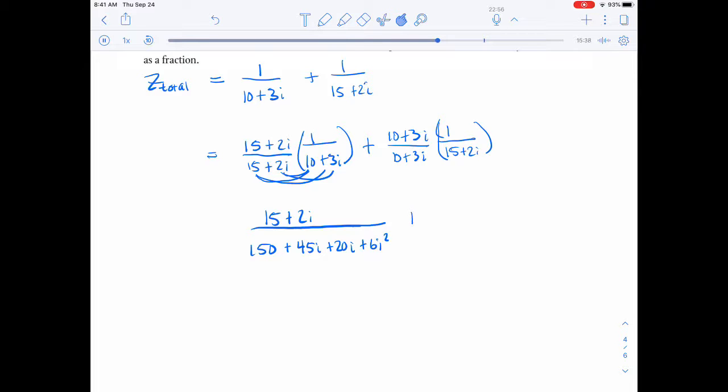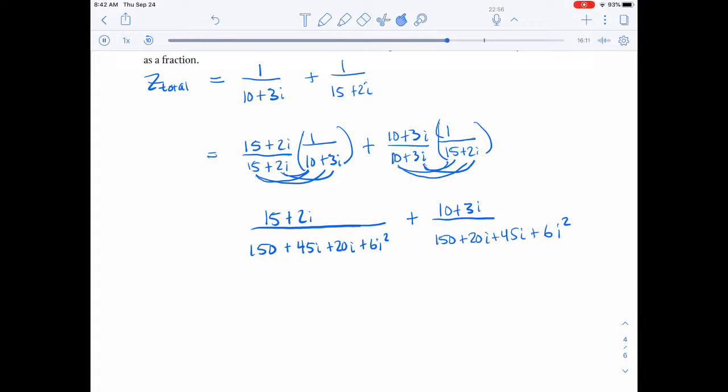Let's take a look at our second value here. We have 10 plus 3i in our numerator, and our denominator, let's go ahead and distribute 10 to the 15, which is 150. Distribute 10 to the 2i, which is 20i. Distribute 3i to the 15, which is 45i. And distribute the 3i to the 2i, which is a positive 6i squared.